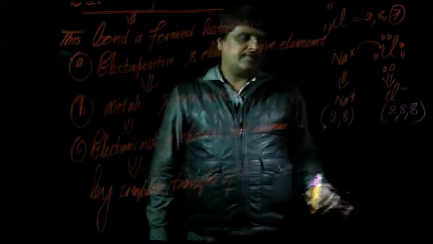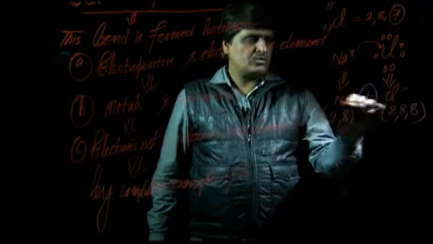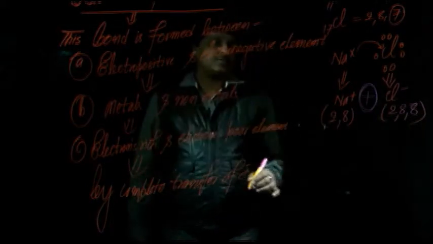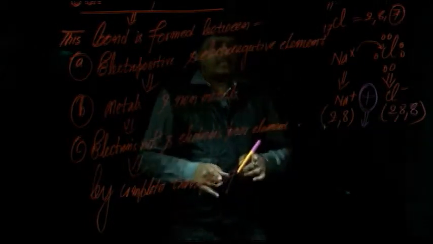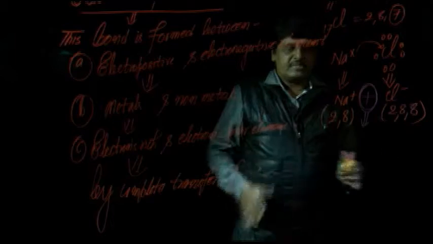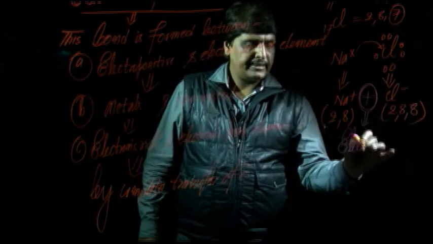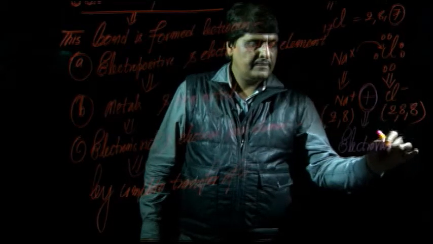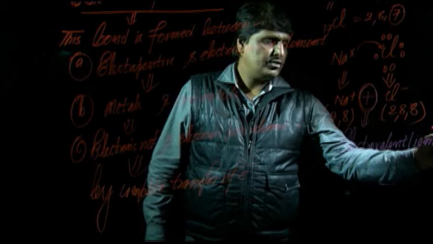These cations and anions are now held together by electrostatic force of attraction, and this particular electrostatic force of attraction which binds these cations and anions, Na plus and Cl minus, is called electrovalent or ionic bond.